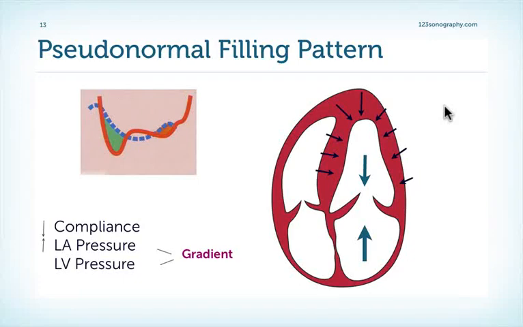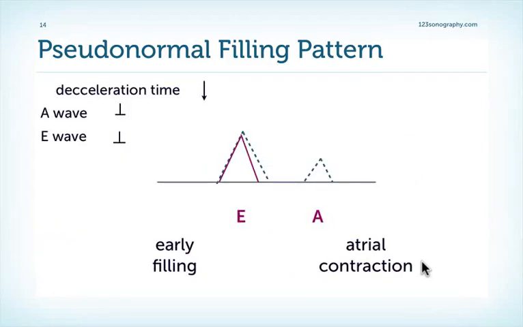But what happens if the ventricle gets even stiffer? If compliance drops even more? Well, we have to then compensate. We need an elevated left ventricular filling pressure to maintain the gradients to fill the left ventricle, and thereby allow filling during early diastole. So the pattern will reverse.